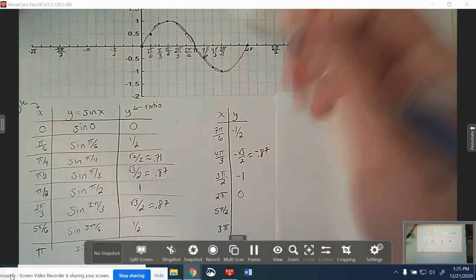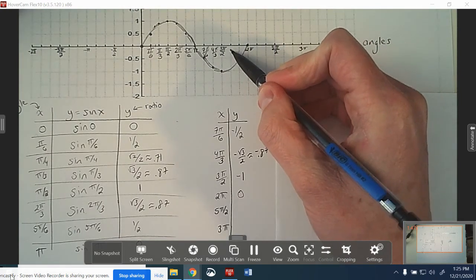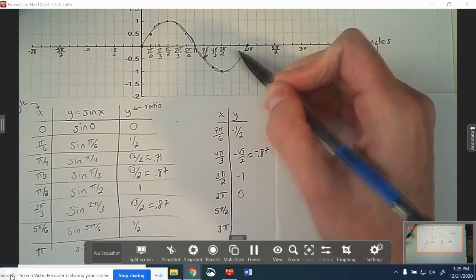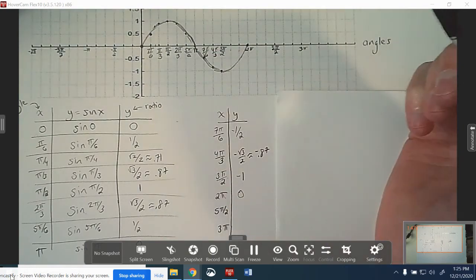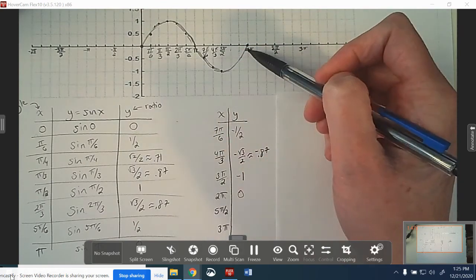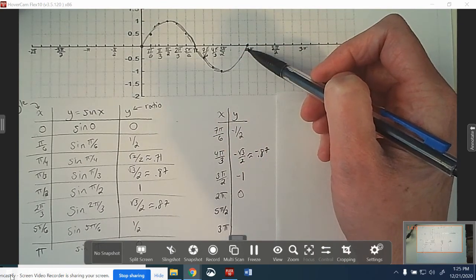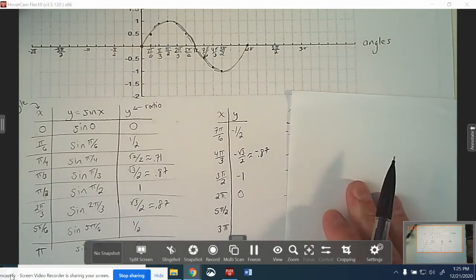And if you don't quite believe it, you're welcome to plug in and find the values of sine for 5 pi over 3 and 11 pi over 6. But what you have for this first part of the graph is a hill followed by a valley. The graph does not end at 2 pi. The graph continues.